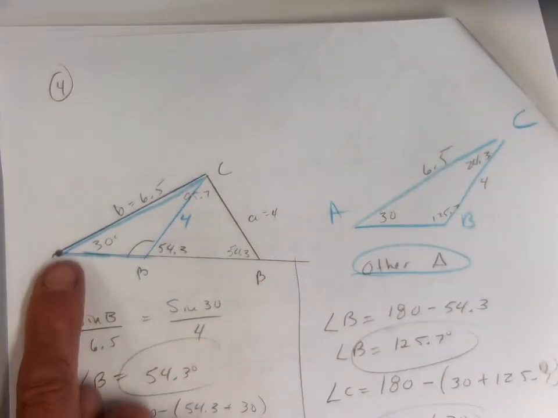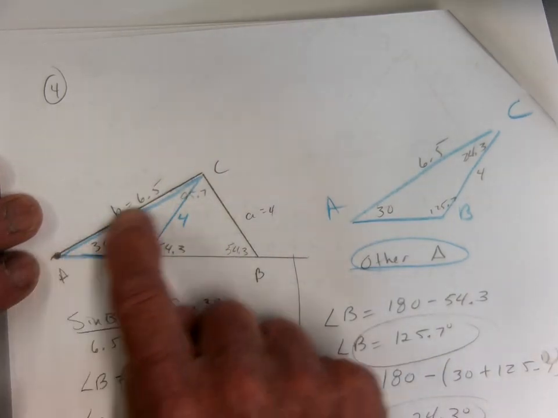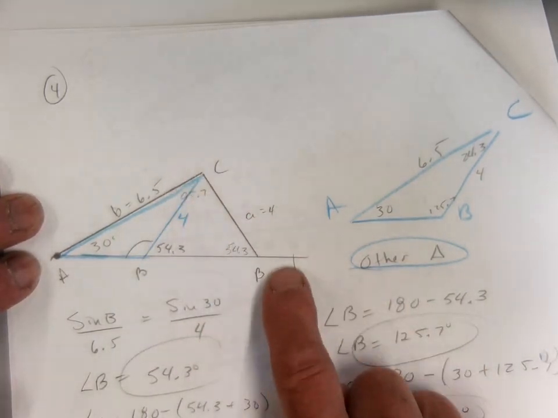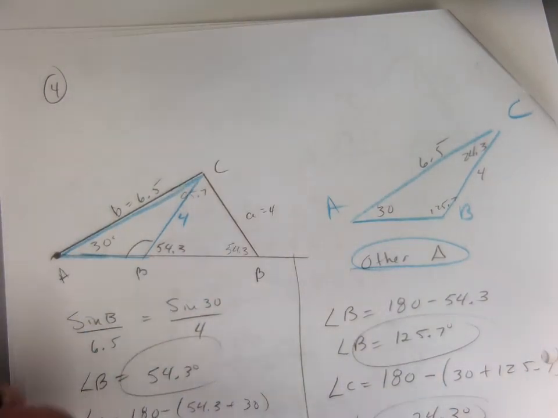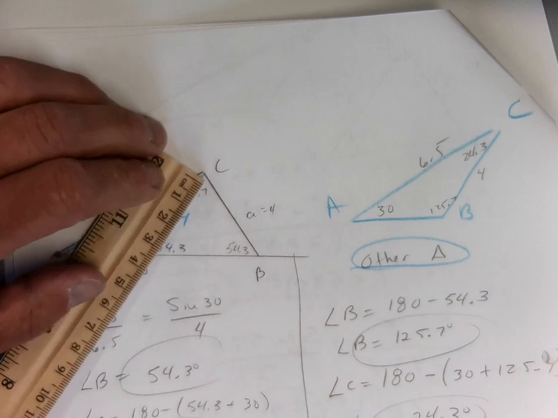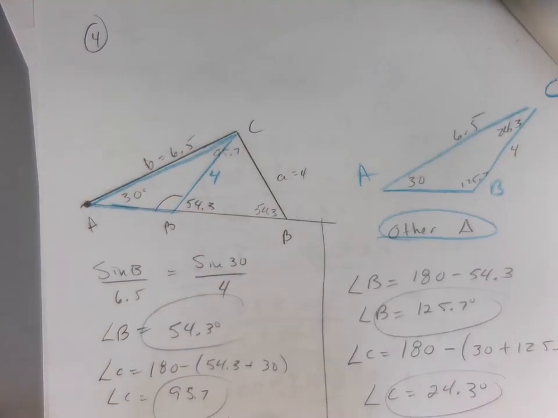I drew both triangles. The first triangle I drew at 30 degrees. I knew this was 6.5, so if I drew the 4, you can see the 4 here, I'll show you. The 4 is going to fit here, but you could have also drawn it, and the 4 could have fit there. So there are two different triangles. I just solved the first one.